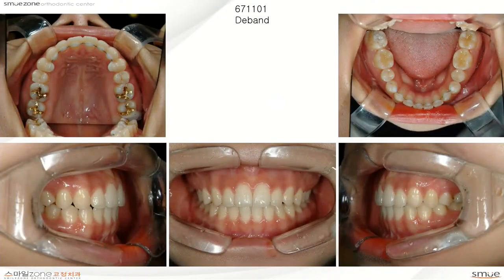Yeah, after that it's time to show the debonding. Look at the angular inclination of each anterior tooth.